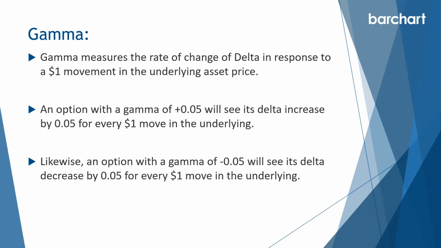Likewise, an option with a gamma of negative 0.05 will see its delta decrease by 0.05 for every $1 move in the underlying. Now, gamma is probably one of the less common Greeks. If you're fairly new to options, you may not have a great understanding of gamma. You might understand delta, theta, and maybe even Vega. Gamma is probably one of the harder ones to understand, but we'll go through a couple of key points about gamma and a couple of things to look for.